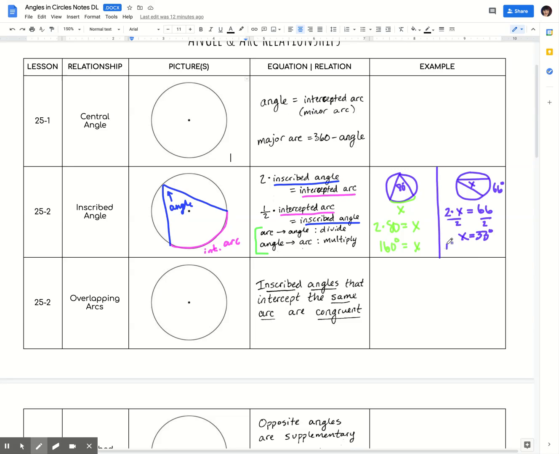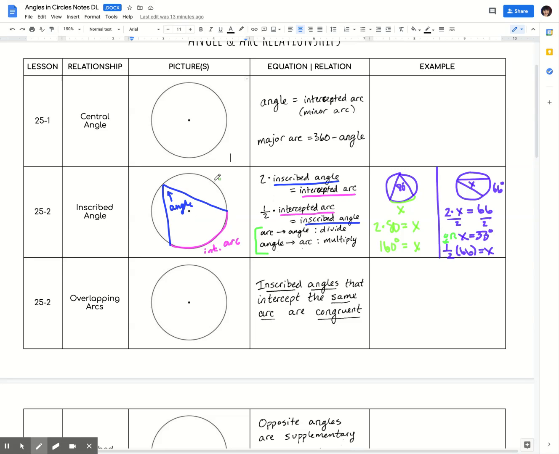You could also do this by just doing 1/2 times the arc, which is 66, has to give you the angle, right? But you'll end up with the exact same thing. So this is like an "or." That's another way that you could solve it, okay?